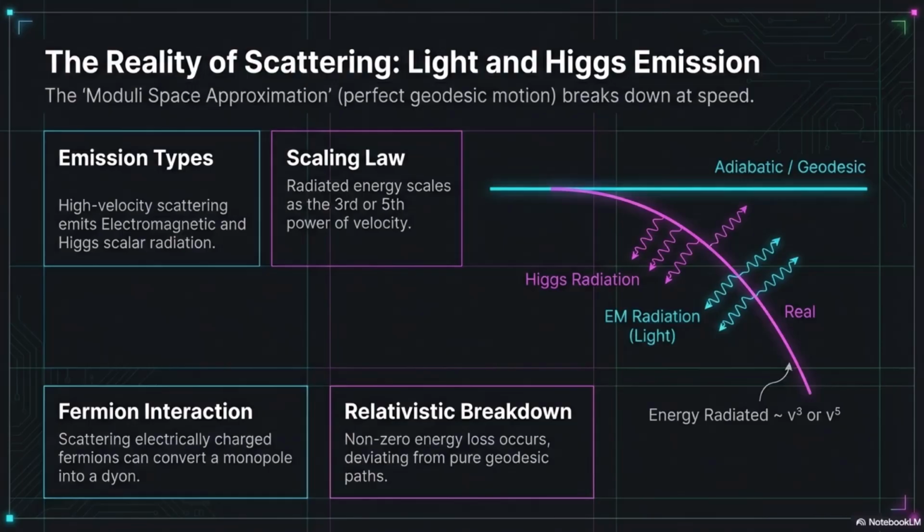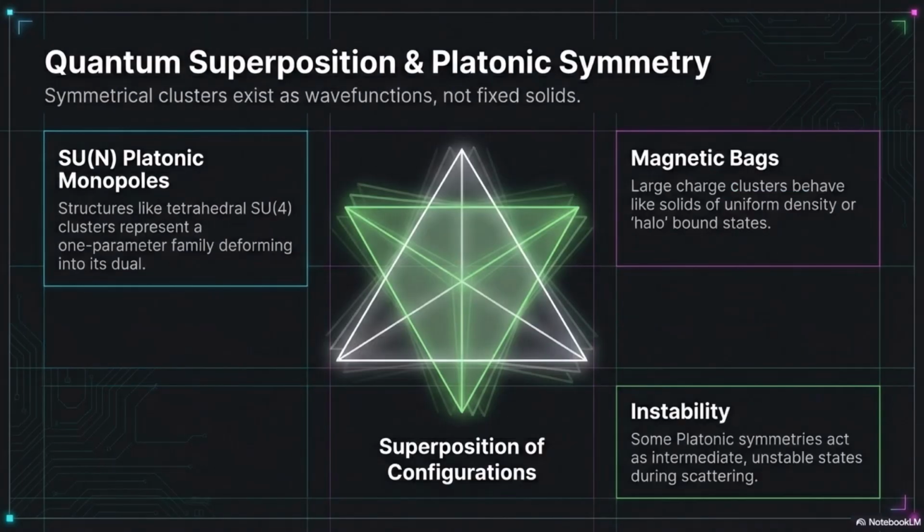Let's talk about what these things actually look like. We've been calling them monopoles, but this section on quantum superposition shows these glowing geometric shapes, Platonic monopoles. Yeah, we have to stop thinking of these clusters as little rocks or little balls. They are wave functions. They are probabilities. A quantum blur. Yes. A Platonic cluster might look like a tetrahedron, a pyramid, but it's superposed. It's shifting between different shapes all the time.